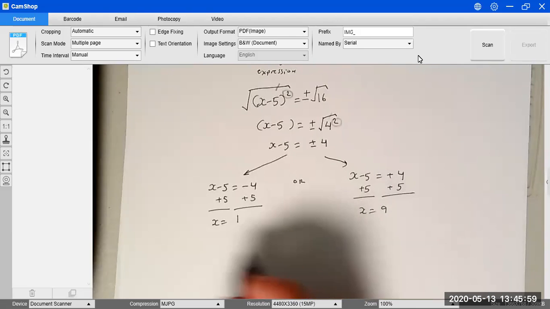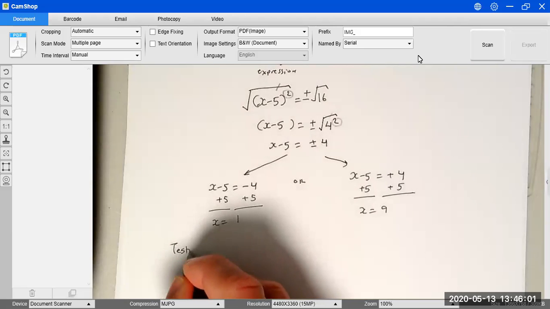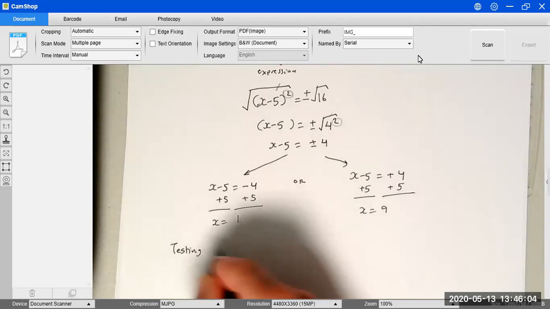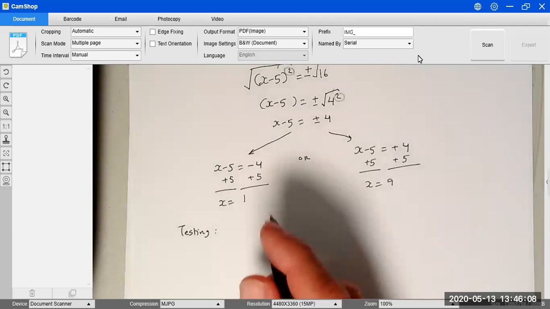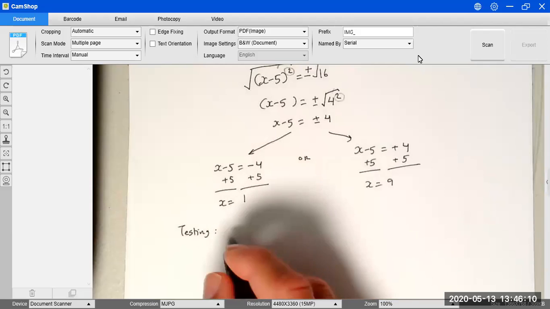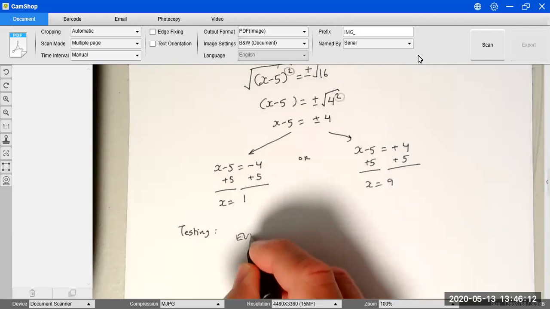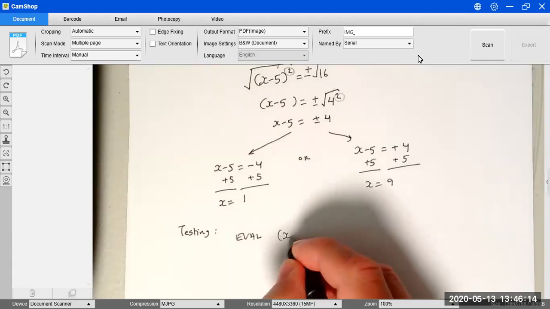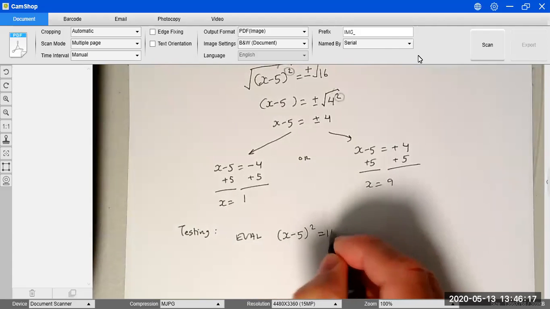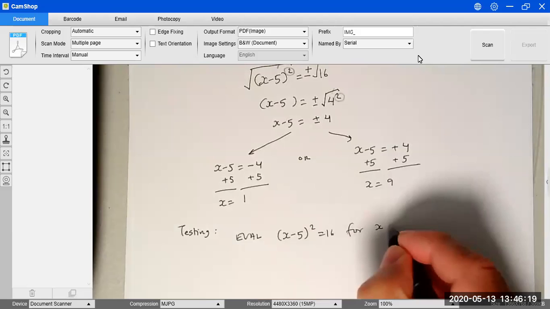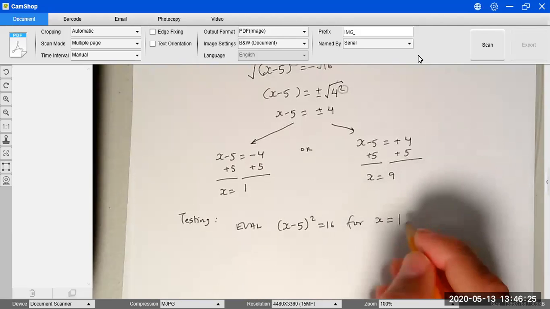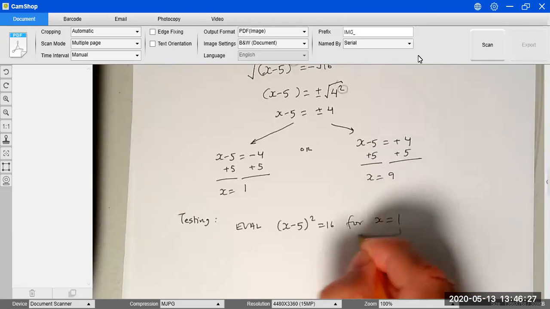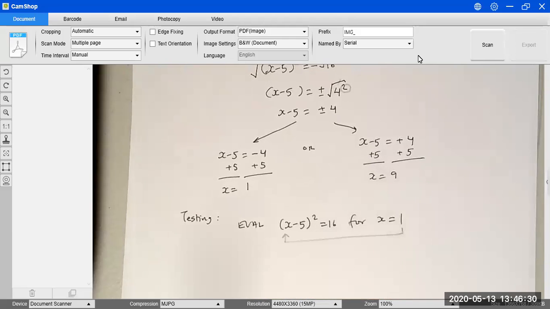So we should verify the solution. I didn't do that on the first example, but I should have done that before. So I'm going to do it now with example two. We need to test the solution. So I have to evaluate the original equation for each of the solutions. First, x equals 1. By evaluating, we mean that we need to replace every x with 1 in this case.